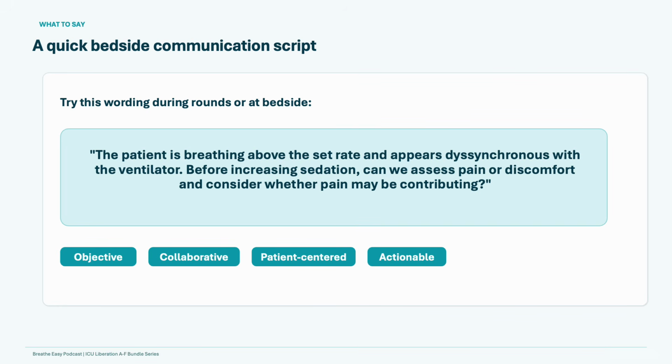Sometimes the hardest part is not spotting the pain. It is knowing how to bring it up without stepping on toes. So here is wording you can borrow, word for word, on rounds or at the bedside. The patient is breathing above the set rate, and it appears the patient is dyssynchronous with the ventilator. Before increasing sedation, can we assess pain and discomfort and consider whether pain may be contributing? Notice what that does. It is objective, it is collaborative, and it is patient-centered and actionable. You're not accusing anyone, you're inviting the team to look a little closer.